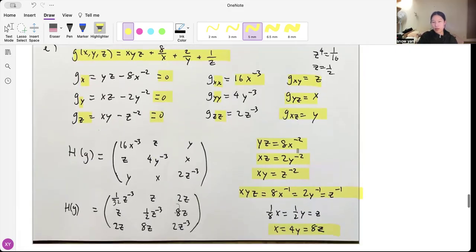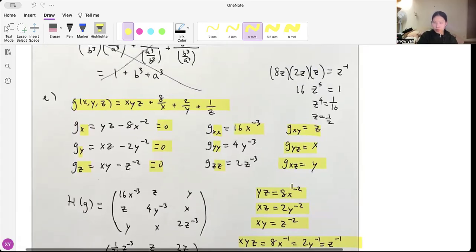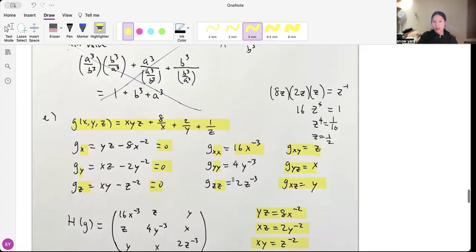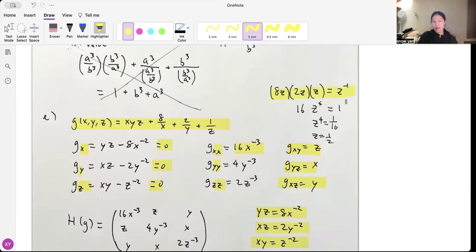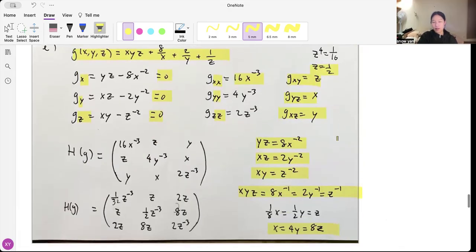Basically, what I did for this was just simple algebra. This was how I found the values of x, y, z: I used this over here. I plugged each of them into this, which is equal to z to the -1. I did some algebra and I got z is equal to 1/2.